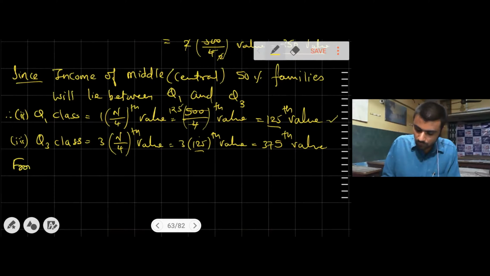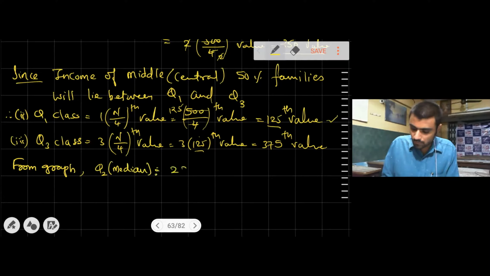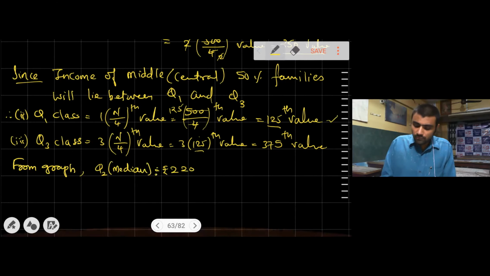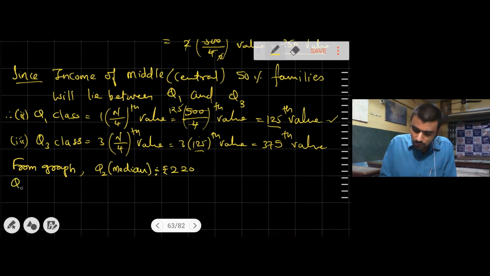So from the graph, 220, and this is about wages. So wages in terms of rupees, 220. This is the approximation sign. So we have done it. Now we'll go for this Q1.